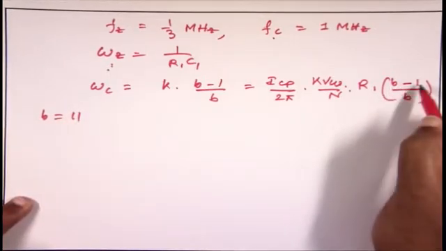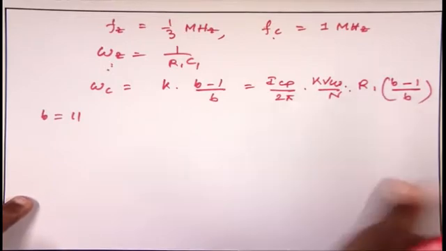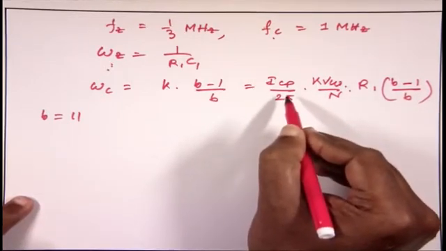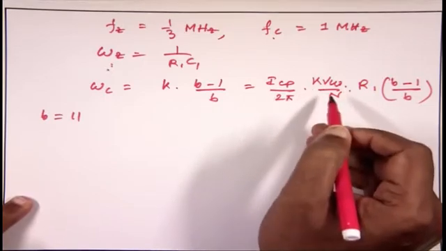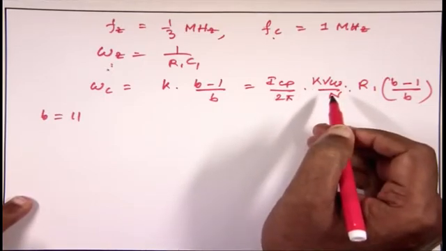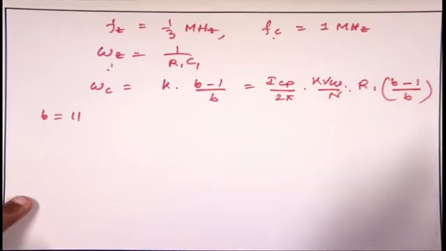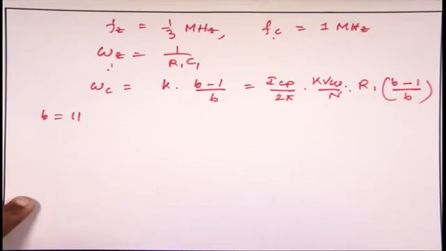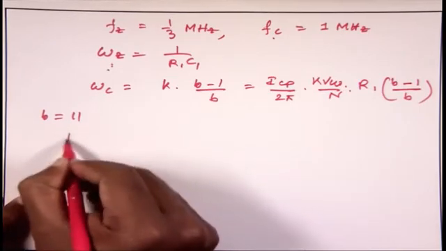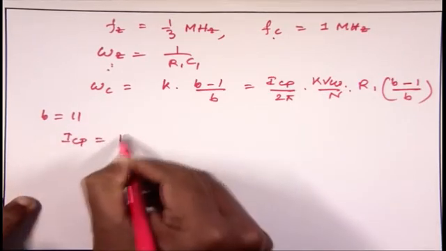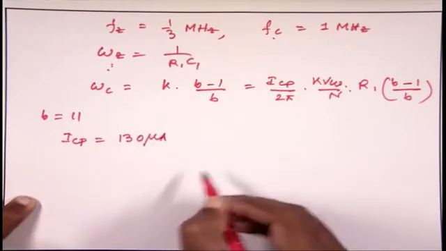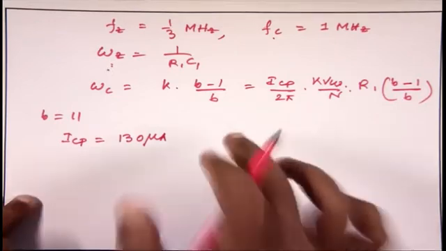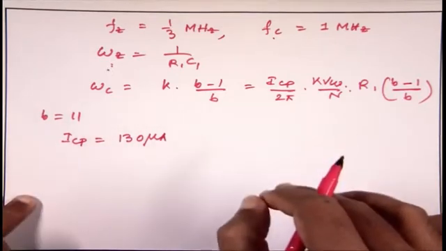So, b minus 1 by b is 10 by 11, approximately 1. Okay? And now I need to know the charge pump current and the VCO gain. Now, I am coming to the actual PLL VCO characterization. My specification could be, in our design, we have used ICP around 130 microampere. It is just our design. You can think this is your equation, and now you put your own current value.